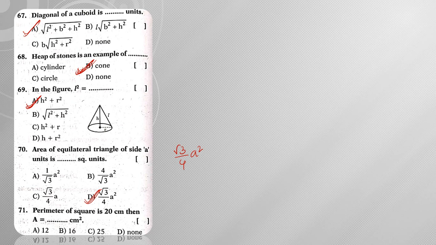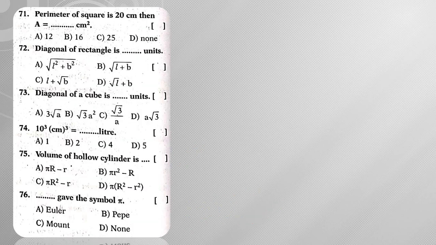Perimeter of square is 20 centimeters, that is nothing but 4 times A is equal to 20. So from this A is equal to 5. Now what is he asking? Area. So area is given by A square, which is nothing but 5 square, 25 centimeters square. Hence the answer is 25 centimeters square. Next, question number 71. Already 71 is completed. Next, 72. Diagonal of a rectangle is given by root over L square plus B square.